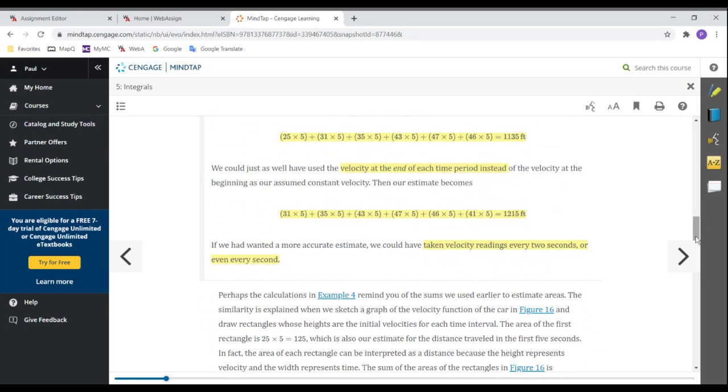Are there any questions on this example 4? Okay, Nicholas is good. Okay, good.